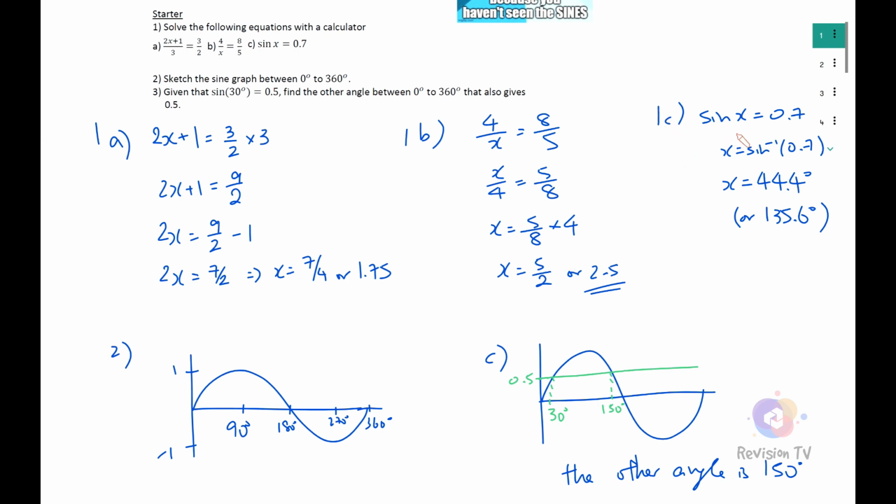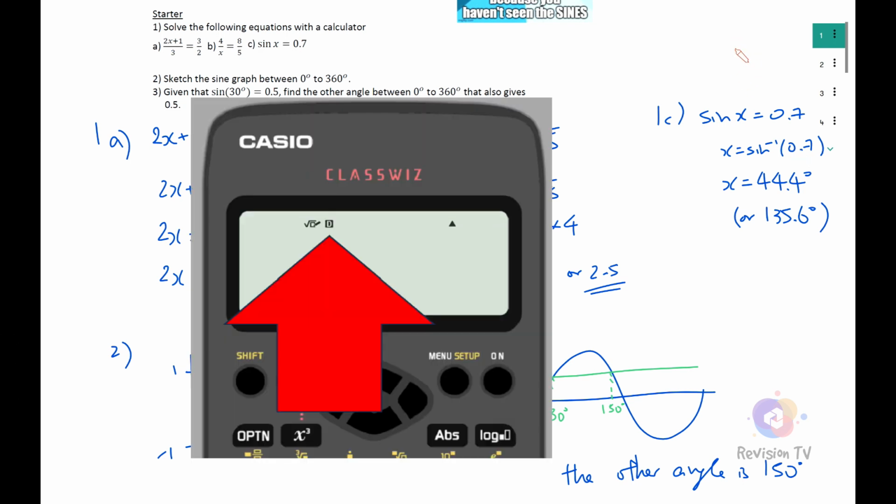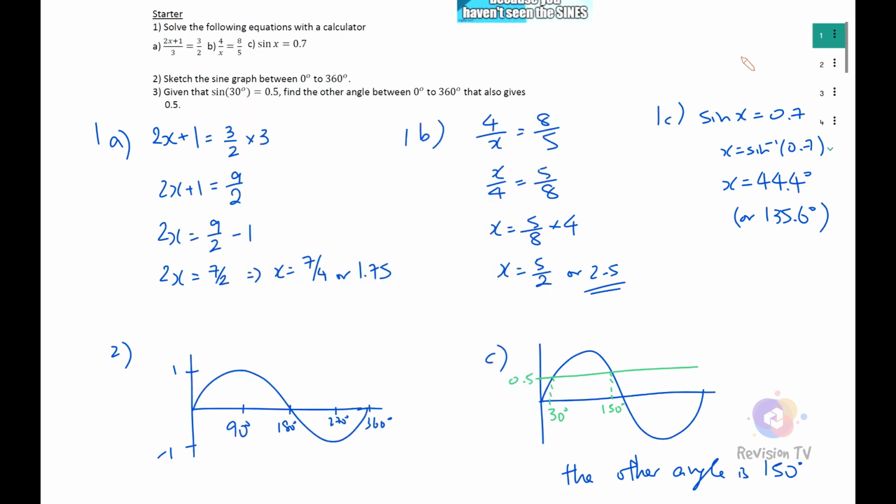For part C, when you do the inverse sine of 0.7, make sure you see a letter D on the top of the calculator. It means it's in degrees. If it is in R, you can go on the mode, or press shift menu to do the setup to make it back to degrees. Otherwise, you get a different answer. Your answer should be 44.4 degrees. Now, if you know your sine graph quite well, you should also get 135.6, but that's really optional. It's not really compulsory for now.